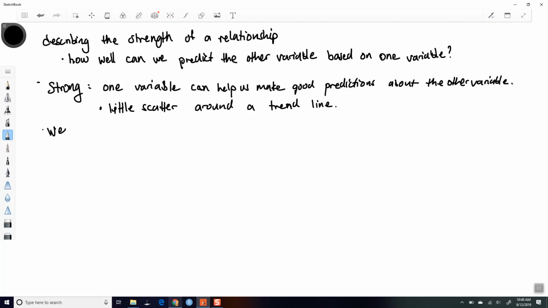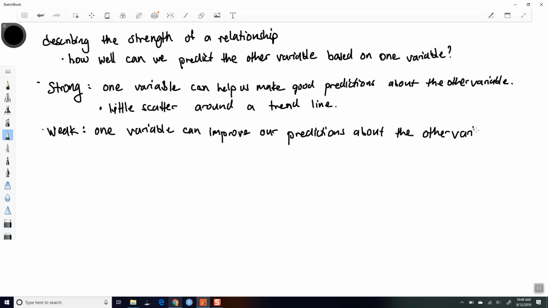Versus a weak relationship, where one variable can improve our predictions about the other variable, but not by much. Okay, and then what we would see is lots of scatter.